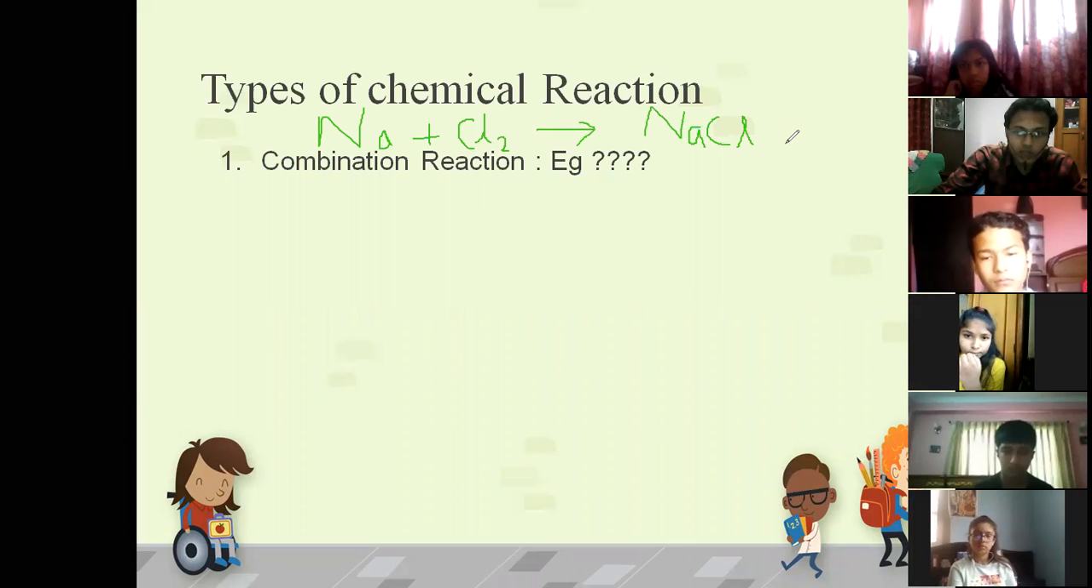So Na plus Cl2 giving NaCl is one very good example of a combination reaction. Why? Because here reactants are combining together to form the product.